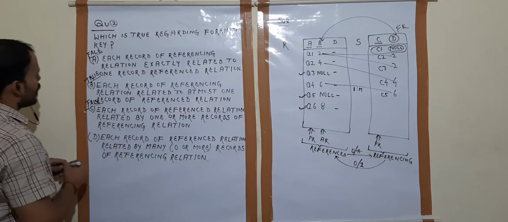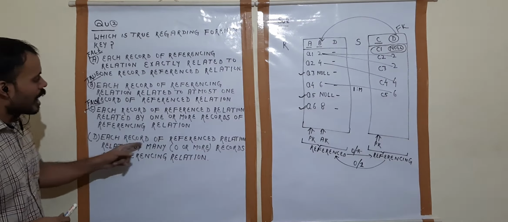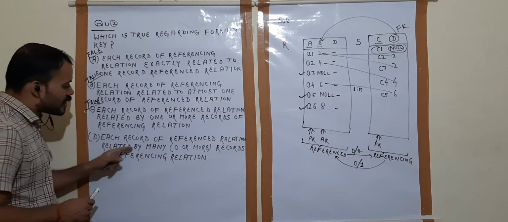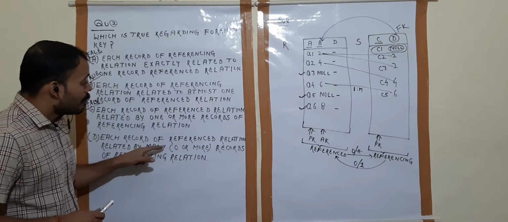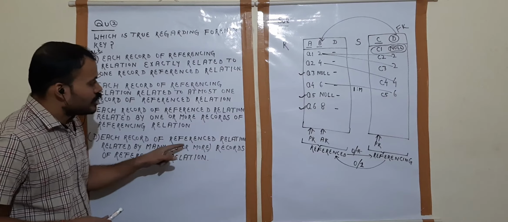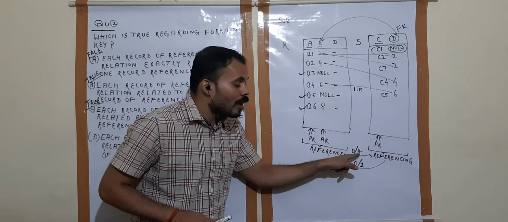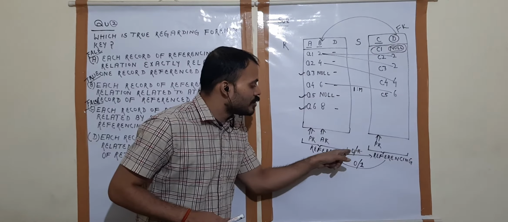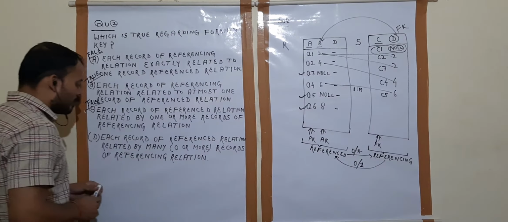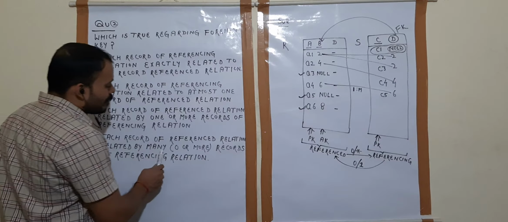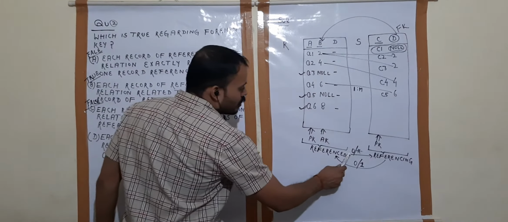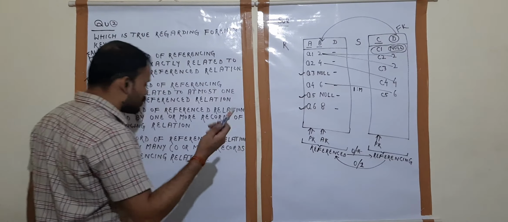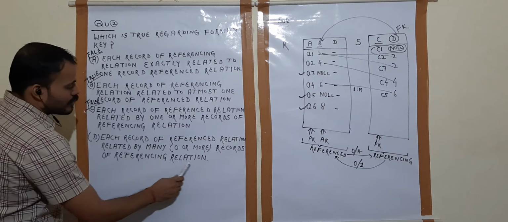Now see here, D. Each record of referenced relation is related by many, means zero or more. See here, zero or more. Asterisk means many. Zero or more, by many. Many means more, 1, 2, 3, 4, 5, 6, it can be anything, records of referenced relation.